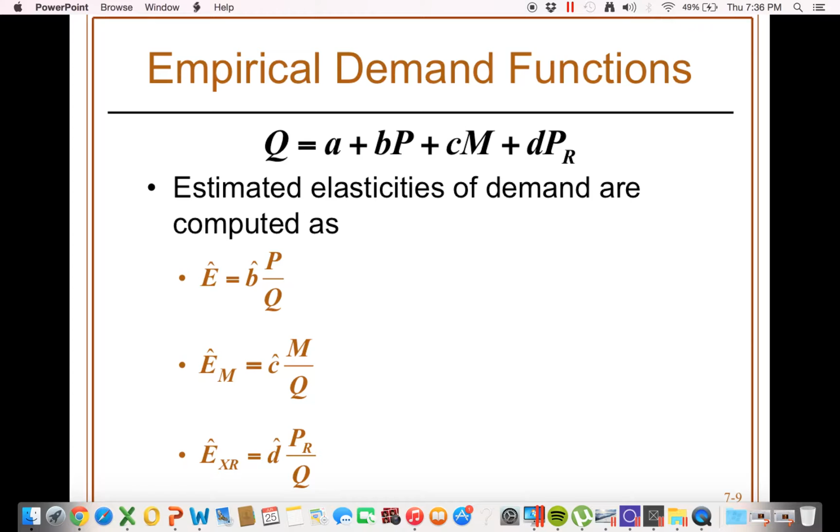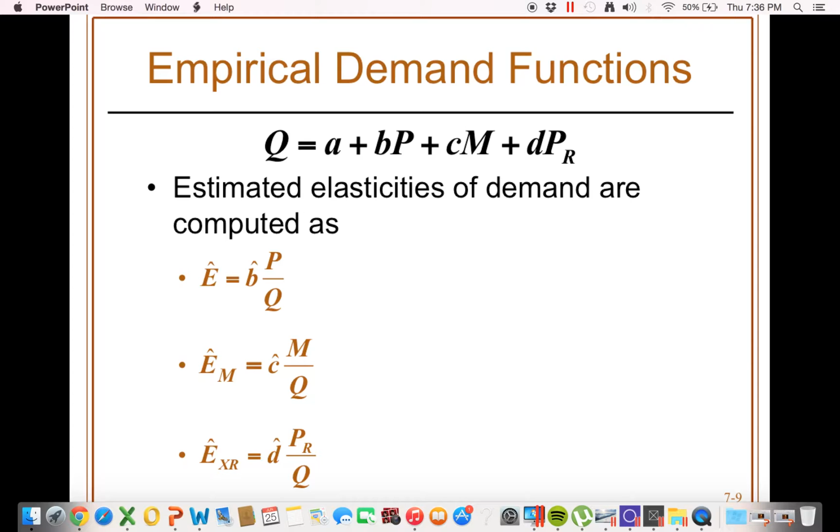So let's back up and talk about this a little bit. What is B? It's the slope, which was the change in what? Change in Q over the change in P. Just follow this equation with me for a second: change in Q over change in P times P over Q.